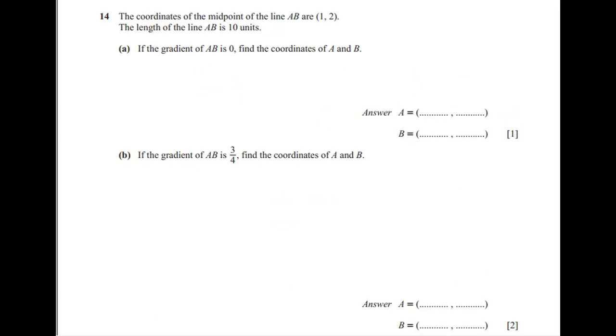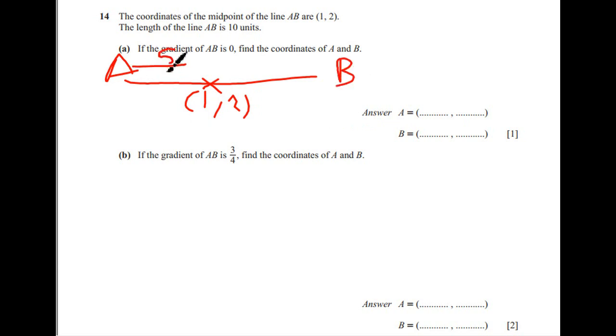Question 14, part A. The coordinates of the midpoint of line AB is 1, 2. The length of the line AB is 10. If the gradient of AB is 0, find the coordinates of A and B. So when the gradient is 0, that means the line is a horizontal line. Now its midpoint is 1, 2. This is A, this is B. So if this is the midpoint, length of this side will be 5 and length of this side will be 5. Okay, so what will be the coordinate of A?